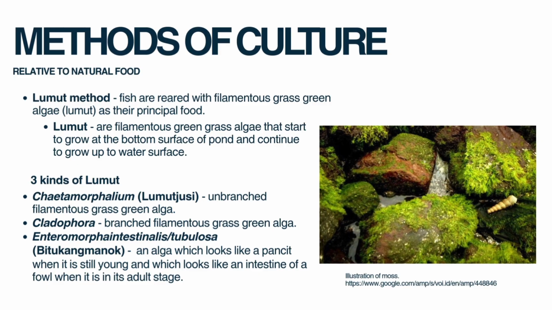So here we have the three kinds of lumot. We have the Cladophora or lumot GC, an unbranched filamentous grass green alga, the Cladophora, which is a branched filamentous grass green alga, and the Enteromorpha intestinalis or tubulosa, also known as bituka ng manok. It is an alga which looks like a pancit when it is still young and which looks like the intestine of a fowl when it is in its adult stage.